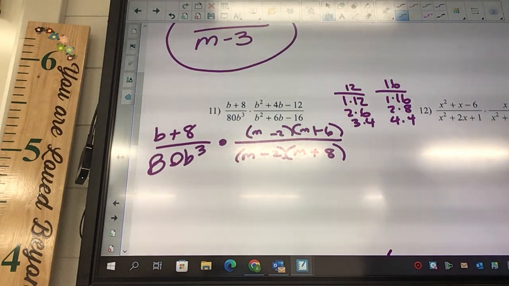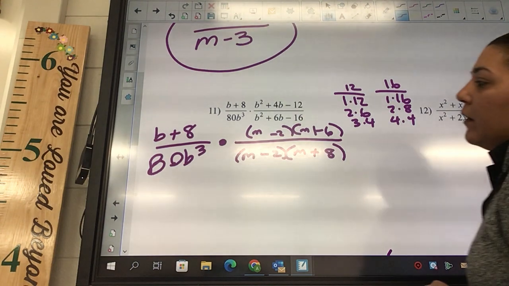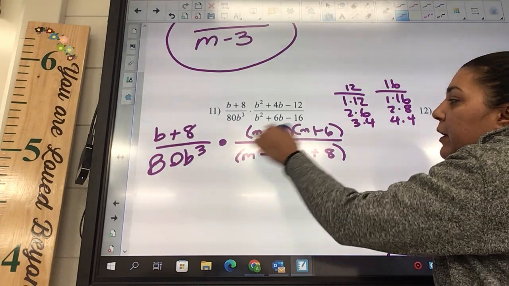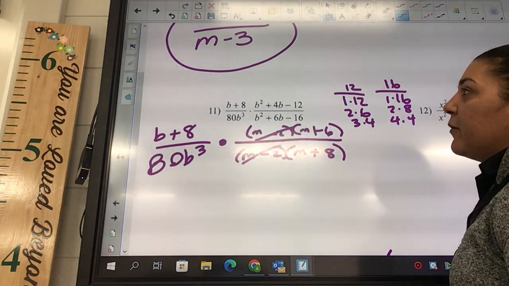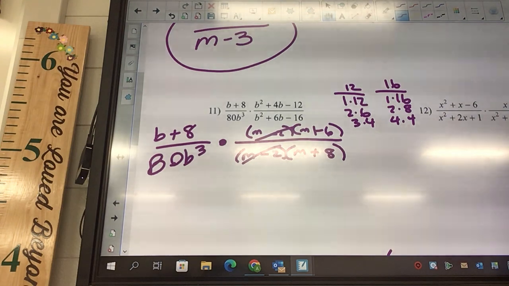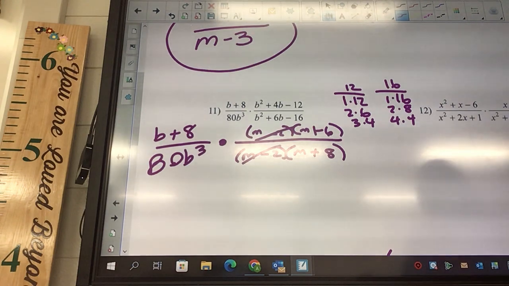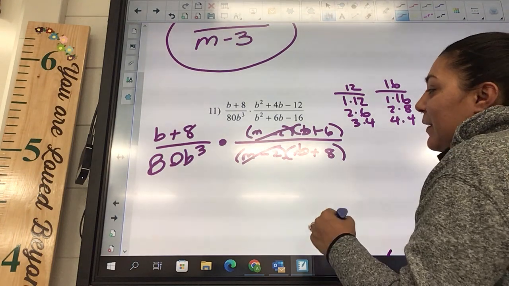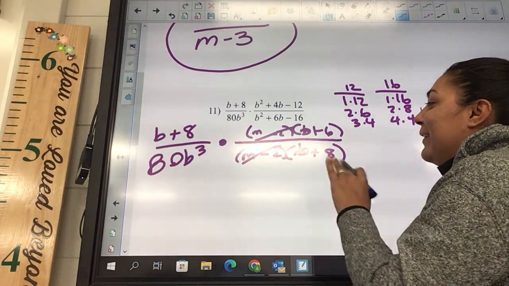B minus 2. Oh no, N minus 2. Oh, shoot, it should be B's. All these should be B's, but it's fine. B minus 2, B minus 2. I don't know where I got an M from. Anything else? There's more. B plus 8. It's supposed to say either B plus 8 or M plus 8. They're both supposed to be B's. This should be B and B. Okay, so that's my bad.